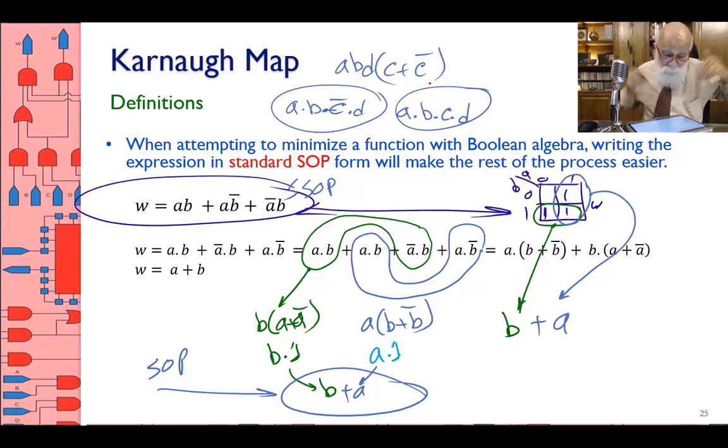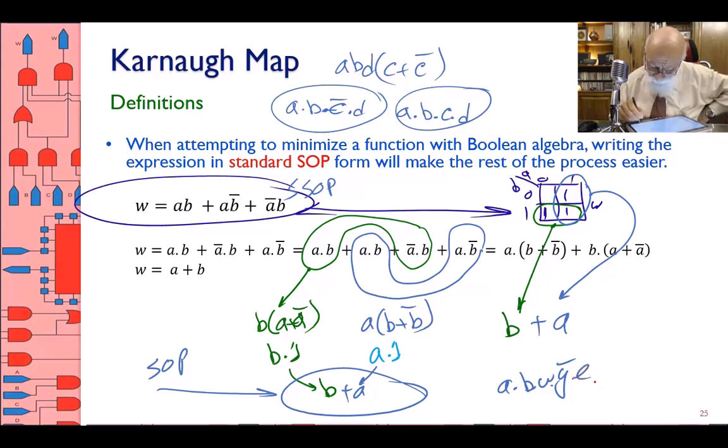Name any product term here. A, B, W, not this W, some other W, Y bar, E, that's one. A, B bar, Y, W, Y bar, E. Okay? These are adjacent, with the same number of variables. There is only one variable that's different, B. Combine them and drop B.